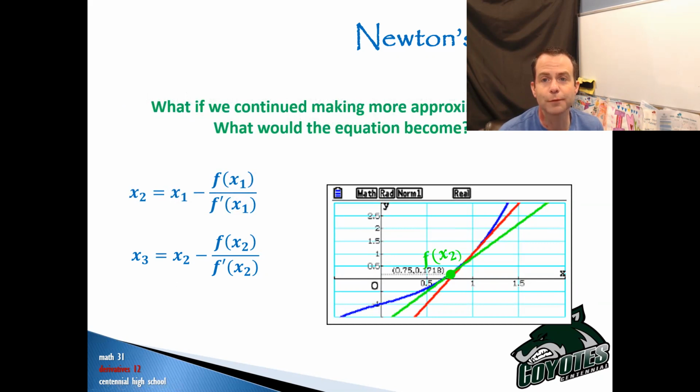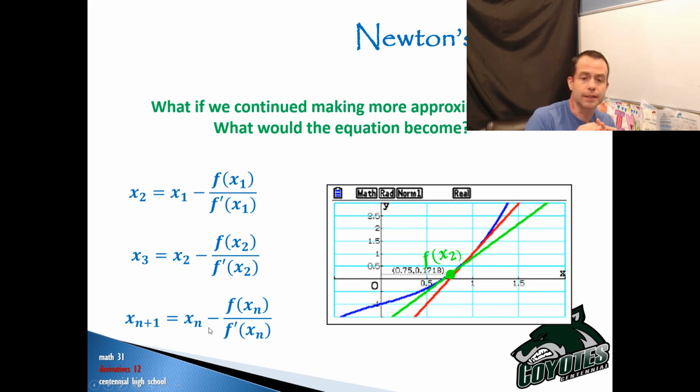So what if we continued making even more approximations? What would the equation then become? The equation becomes x subscript n plus 1 equals x subscript n minus f of x subscript n over the derivative of x subscript n. When I'm saying x to the n there, I hesitated because I don't like saying x to the n. It's subscript n, right? It's not an exponent. It's a subscript.